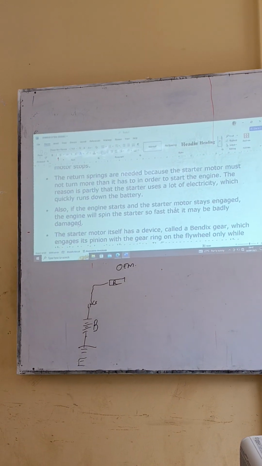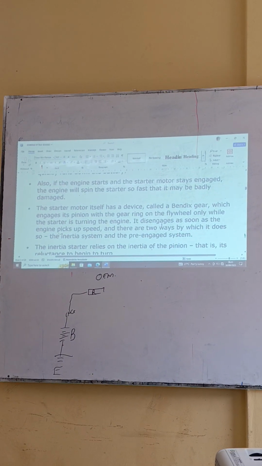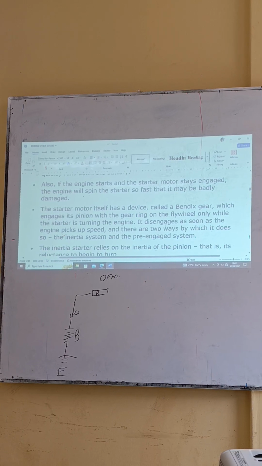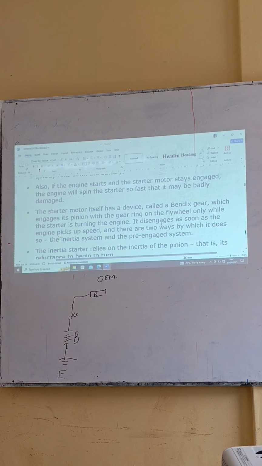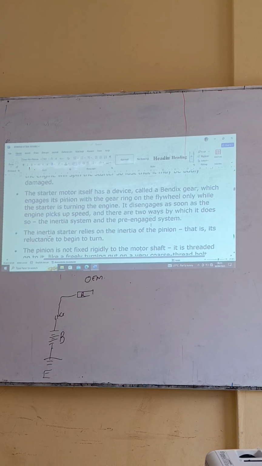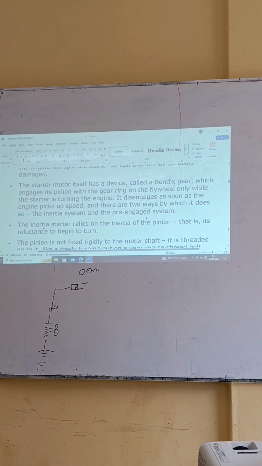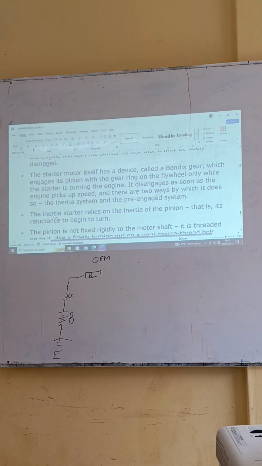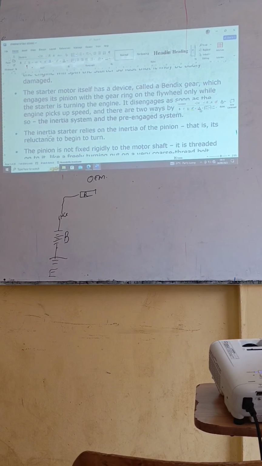And now, to talk about the operation as we finish, the starter motor itself has a device called the Bendix gear, which engages its pinion with the gear ring on the flywheel only while the starter is turning the engine. It disengages as soon as the engine picks up speed. And there are two ways by which it does this. One is what they call the inertia, and two is the pre-engaged.